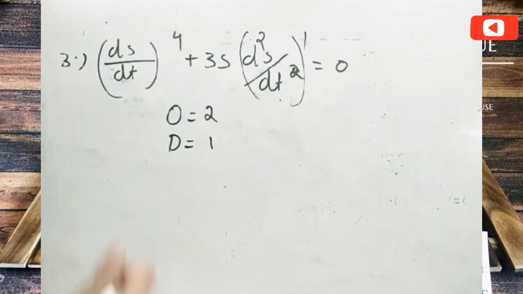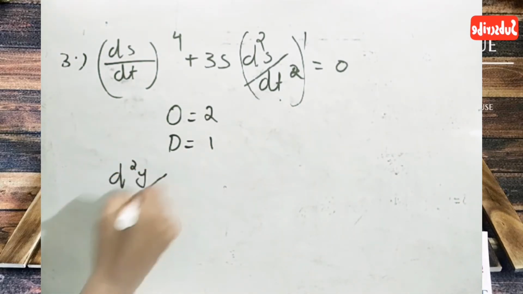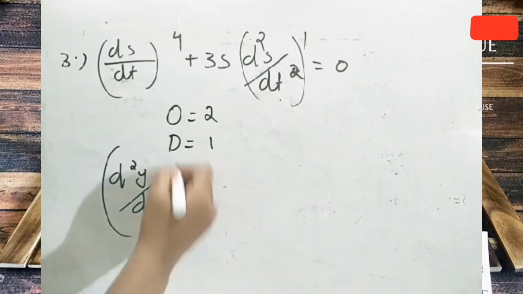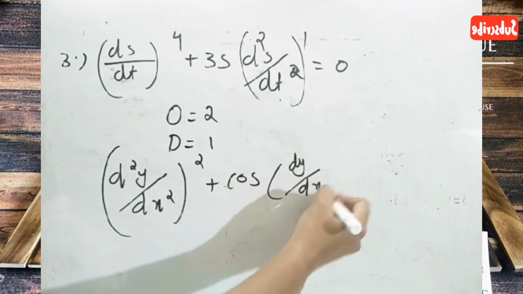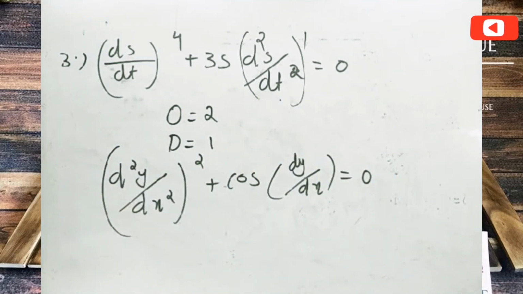Now fourth question: (d²y/dx²)² + cos(dy/dx) = 0. Look at this differential equation. The highest order derivative present in this is d²y/dx². This is first order and this is second order, so the highest order is 2.